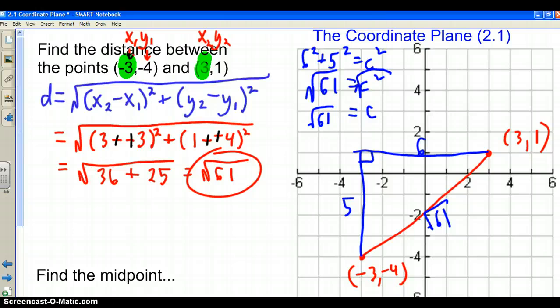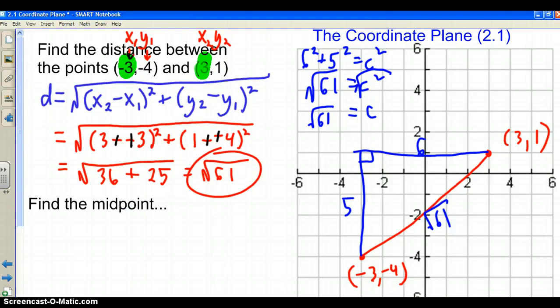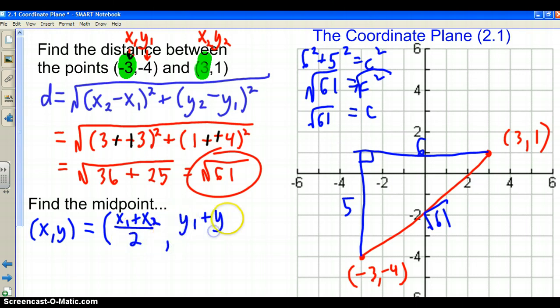And we also need to know how to find the midpoint. And so you probably want to know the midpoint formula, which is the midpoint, we'll just call it midpoint x comma y, is going to be the sum of x1 plus x sub 2 all over 2, comma y1 plus y sub 2 all over 2.